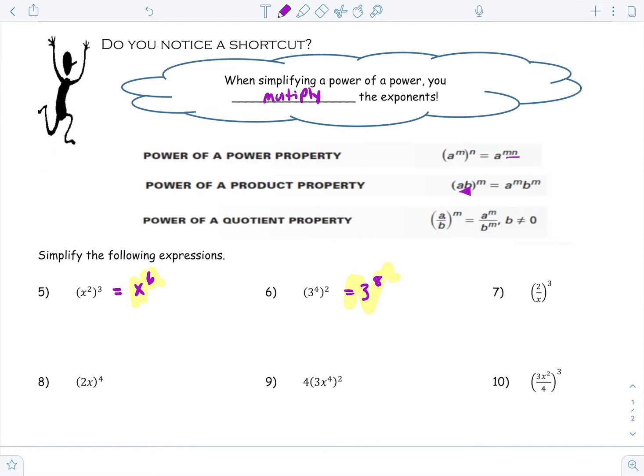So number 7, we have 2 over x raised to the 3. Well, that's definitely division, so we can use the power of a quotient property, where we just distribute that 3 inside to the 2 and the x. So that's 2 cubed over x cubed. And we're able to do it so quickly because of this rule right here.